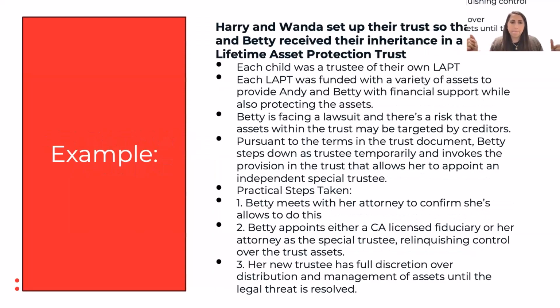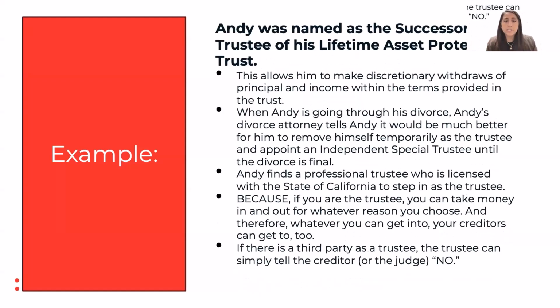And so here's an example. Harry and Wanda set up their trust so that Andy and Betty received their inheritance in this Lifetime Asset Protection Trust. Each child was a trustee of their own LAPT, and each Lifetime Asset Protection Trust was funded with a variety of assets to provide Andy and Betty with financial support while also protecting their assets. Betty is facing a lawsuit, and there's a risk that the assets within the trust may be targeted by creditors. And so the trust allows her to step down as trustee temporarily and appoint a special independent trustee. So practically speaking, she would meet with her attorney and confirm she's allowed to do this. Then she can either choose her attorney, or California is one of the only states that has licensed fiduciaries. And she chooses somebody to be the trustee of her trust temporarily. And now her new trustee has full discretion over the distribution and management of the assets until the legal threat is resolved.